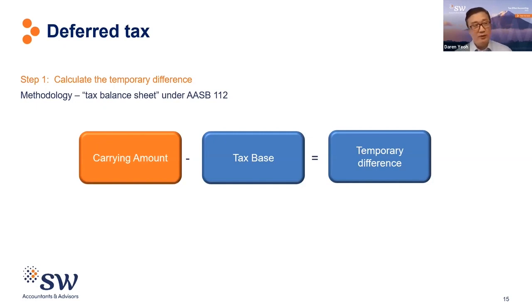So next, we're going to discuss the calculations of deferred tax assets and liabilities. In order to calculate your DTAs and DTLs, you start with your trial balance. Your trial balance will contain the carrying amount of your assets and liabilities. For each asset and liability, you need to compare it to its tax base, and the difference will give you the temporary difference.